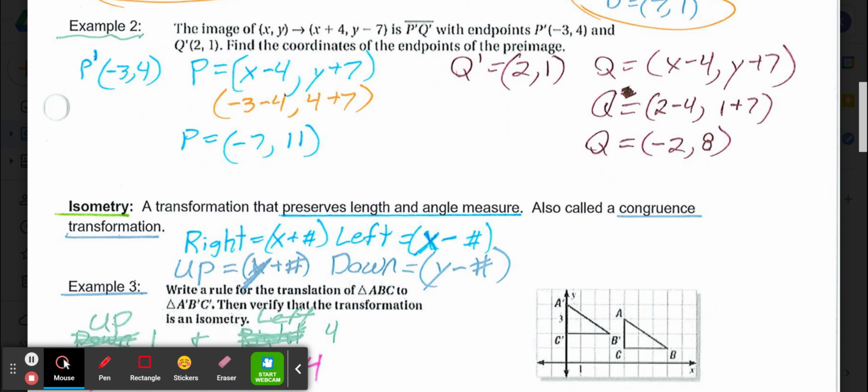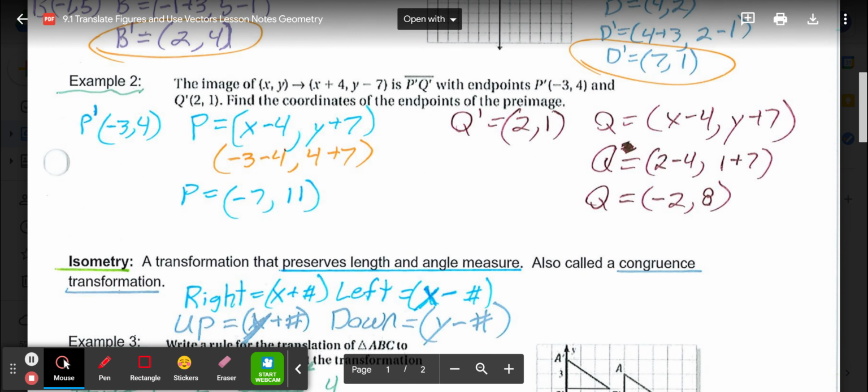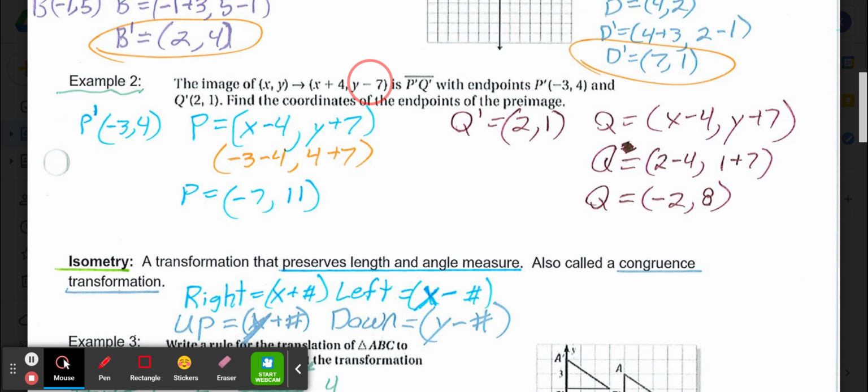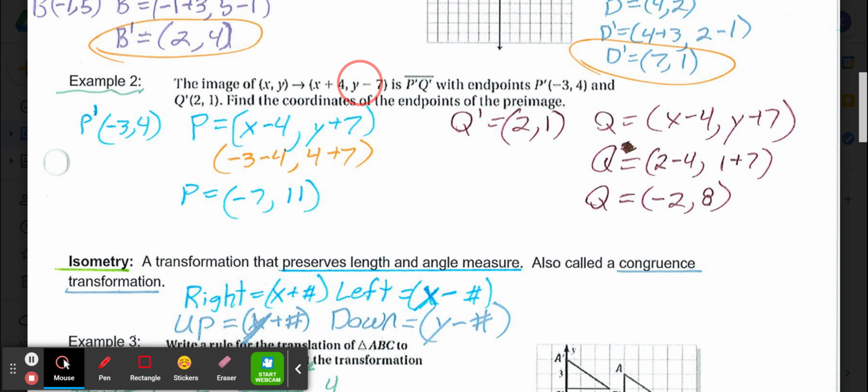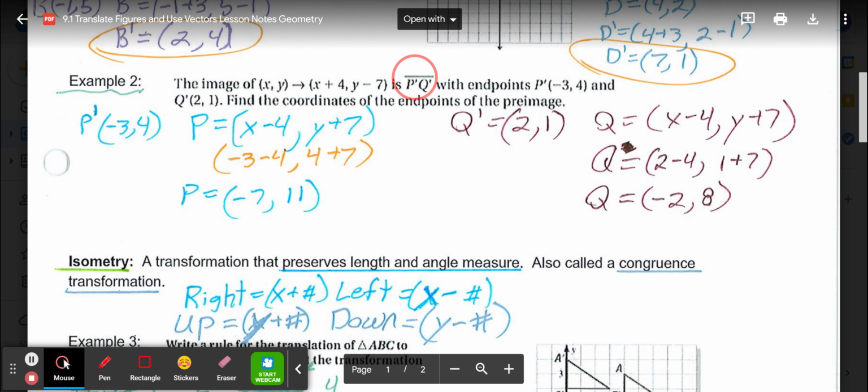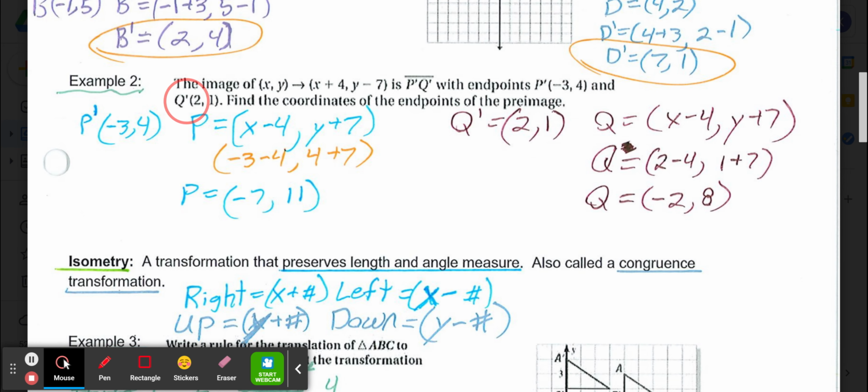Example 2 gives us our translation right here. (x, y) is being translated to (x + 4, y - 7). It says the image of (x, y), so our final image, is the result of x plus 4, y minus 7. That is segment P prime Q prime. Those endpoints are P prime at (-3, 4) and Q prime at (2, 1).